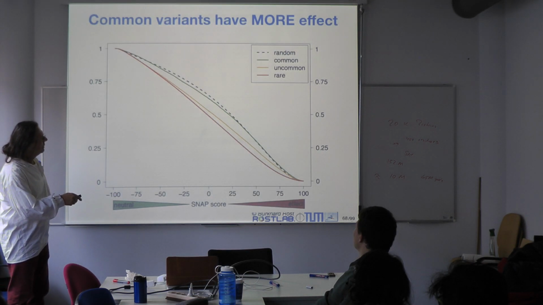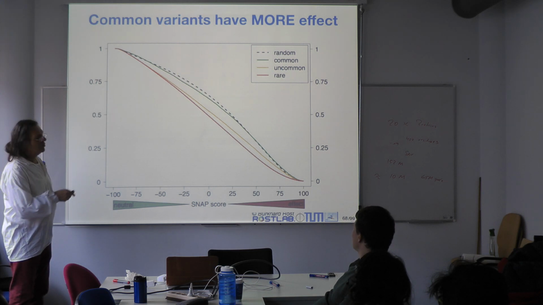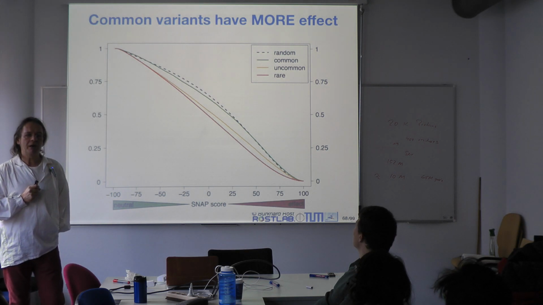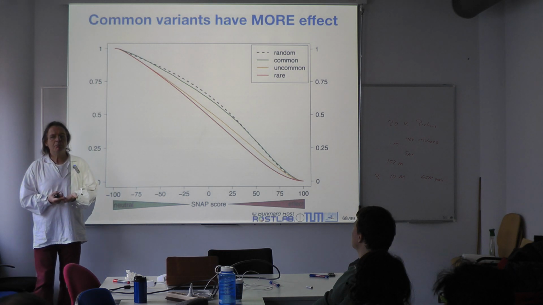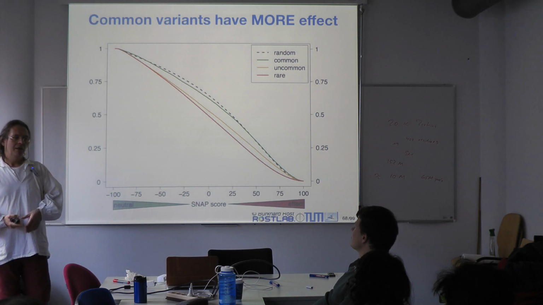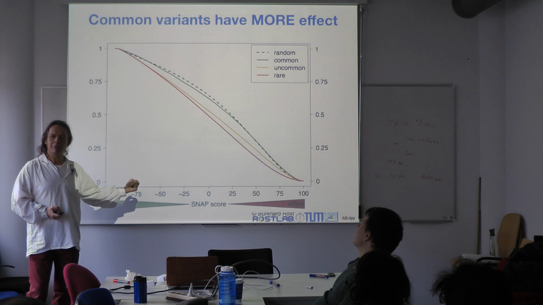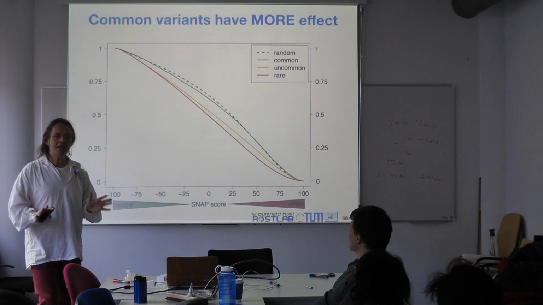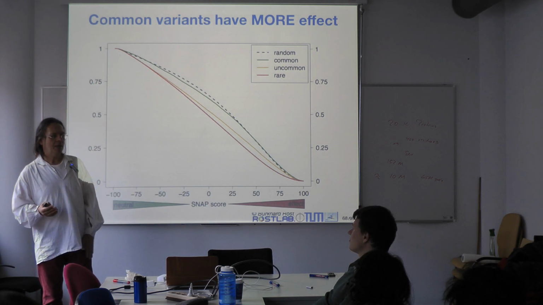So random is up here, rare is red, common is green. Common is above, green is above red. So common variants that are shared by more than 5% of the population have more effect on average, predicted, than rare variants that are shared by fewer than 1% of the population, which again is a complete surprise. What does it mean? Since it is a big surprise, we don't quite know.